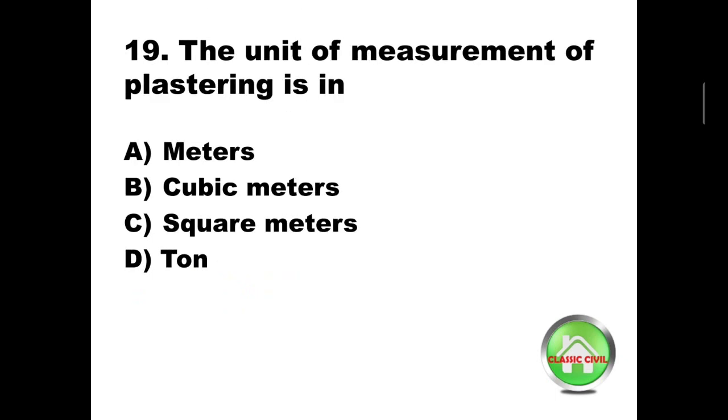Question number 19. The unit of measurement of plastering is in option A meters, option B cubic meters, option C square meters, option D ton. The answer is option C, square meters.